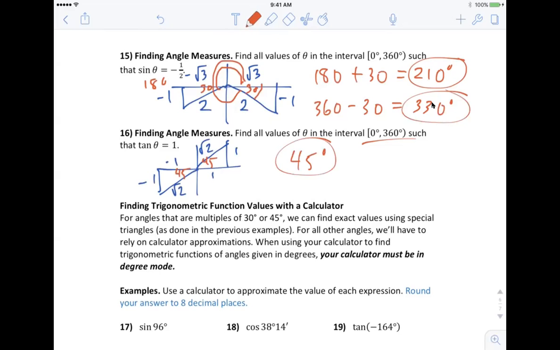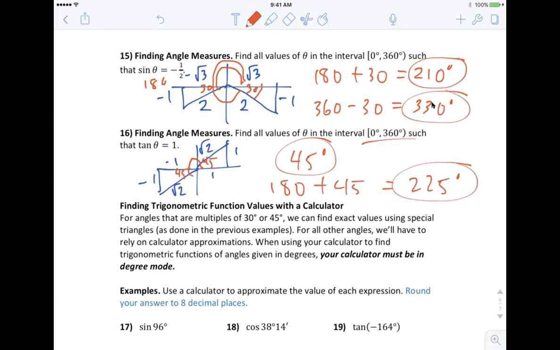For the quadrant 3 answer, I have to think about what that angle is in standard position, and it would be 180 plus that 45 degrees, 225. We got it. Those are the 2 answers. It takes a little working-backwards detective work to get it figured out, but it's kind of cool.